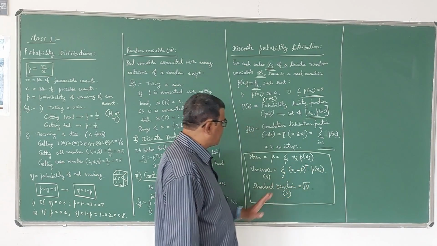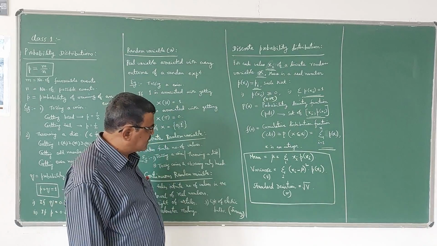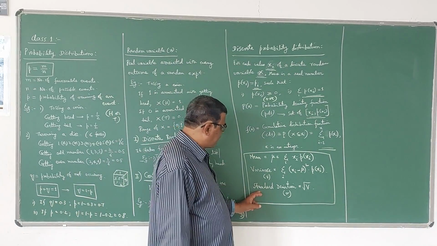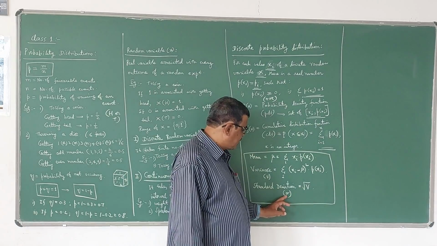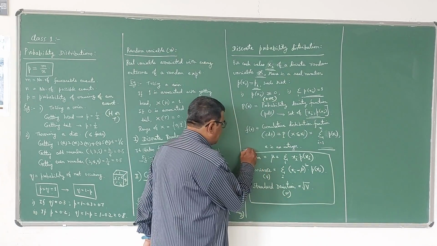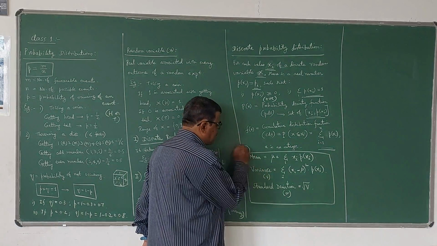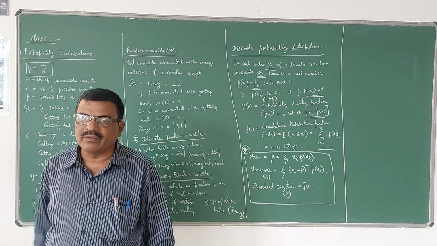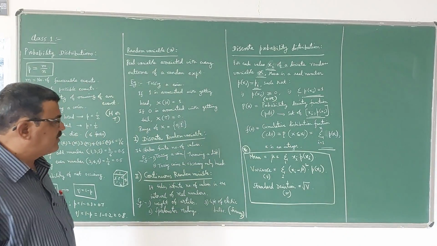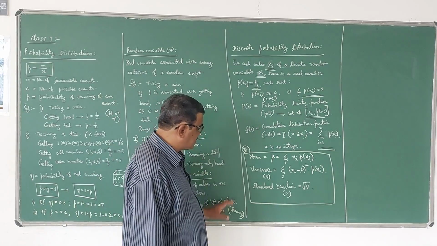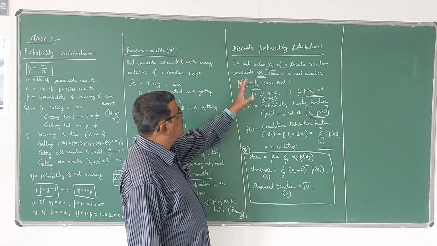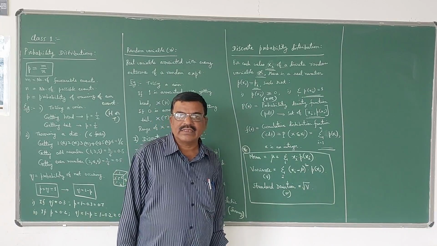So this is denoted as variance, and the square root of this variance is called as standard deviation, which is denoted by sigma. So this formula you should remember, mean and variance formula, because in a problem they may give the mean and variance and they may ask you to find the distribution. So this is how the discrete probability distribution is defined.